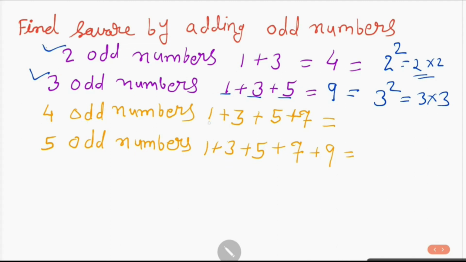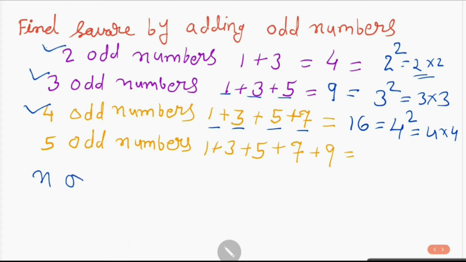Now 4 consecutive odd numbers, 1 plus 3 plus 5 plus 7. So what do we get here? 1 plus 3 is 4, plus 5 is 9, plus 7 equals 16. And this is 4 squared, 4 multiplied by 4. So when we add 4 consecutive odd numbers, we get the square of 4. So this is the result by adding odd numbers. However many odd numbers you add, you will get the square of that number.